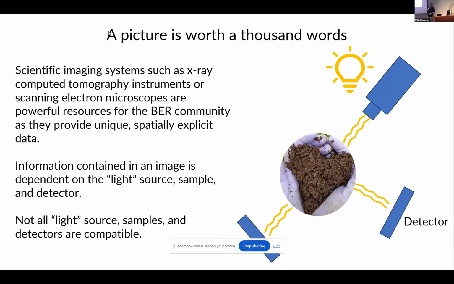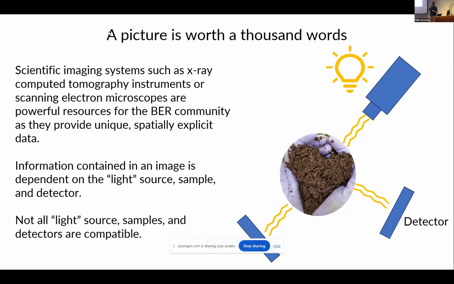A lot of people have brought this up, but scientific imaging is very important to the BER community, because it provides unique spatially explicit data. The information contained in any image is really dependent on the light source, your sample, and your detector. So not all light sources are compatible. You wouldn't use an RGB camera detector to capture gamma rays or X-rays. It'd go right through it.